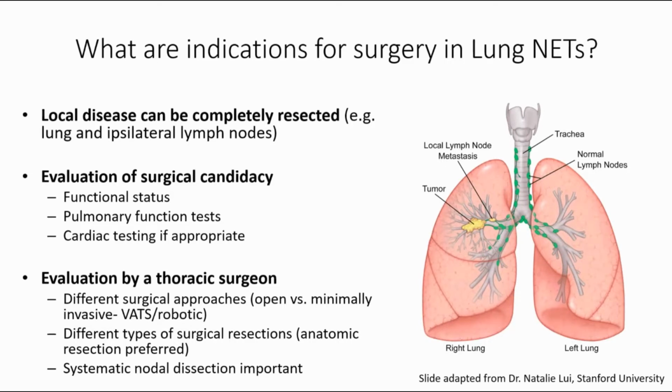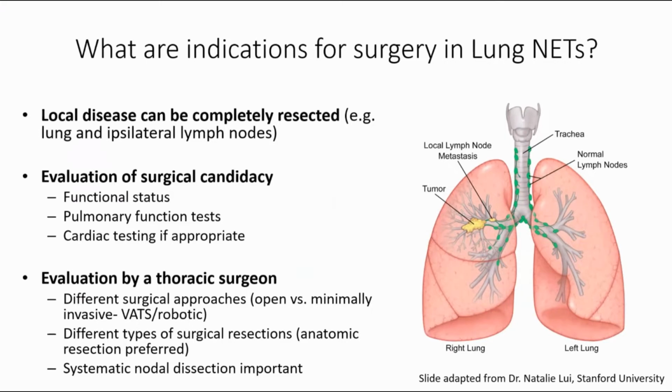How active are they? What does the pulmonary function test look like? How are they going to be able to tolerate taking a part of the lung out? Sometimes it's an entire lobe. Sometimes it's more than a single lobe. Some patients need cardiac testing if they have any heart conditions previously.